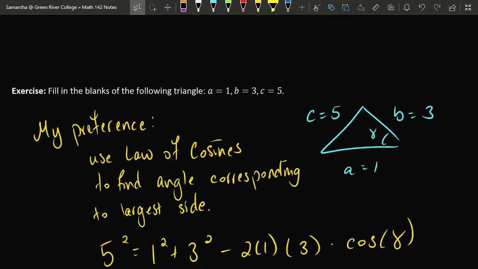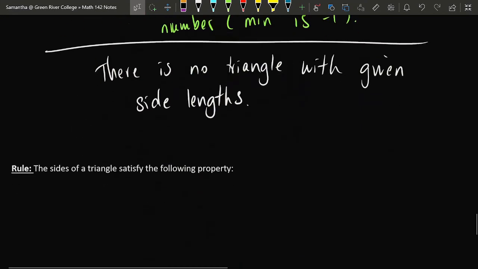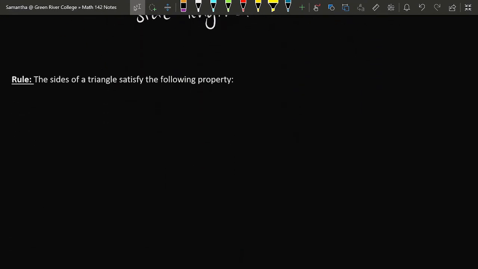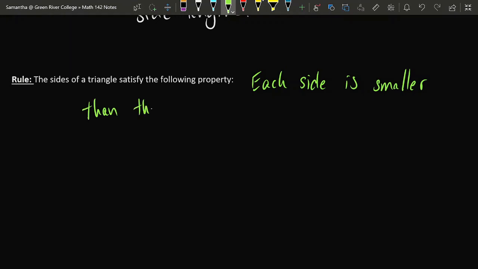There's actually a quick way to determine whether or not a triangle can possibly exist with 3 given side lengths. And the rule is this. For a real triangle, its sides satisfy the following property. Each side is smaller than the sum of the other 2 sides.